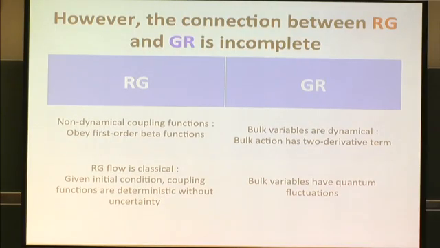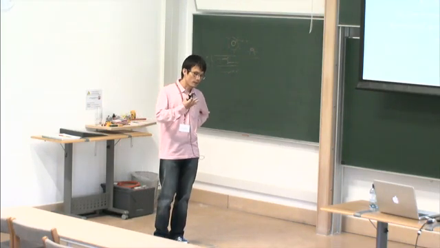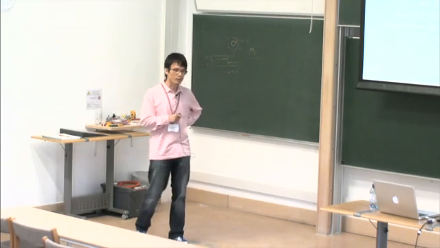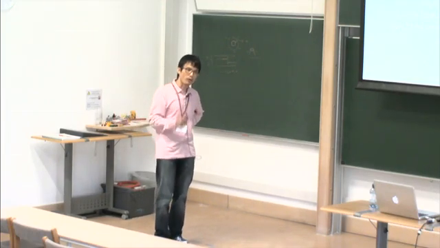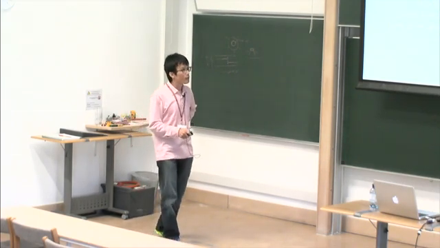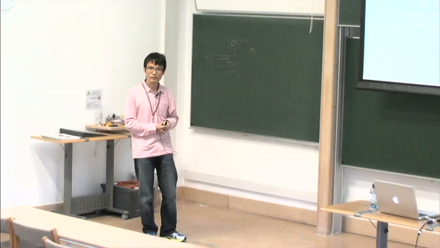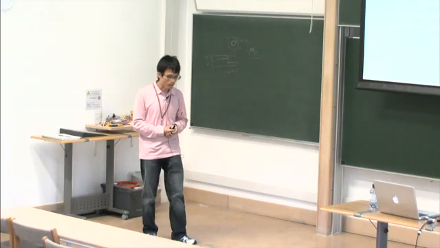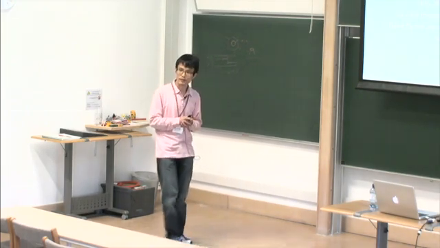More importantly, in RG, these coupling functions are classical in the following sense. If we specify our coupling constants at a UV scale, then without any uncertainty we can fix the coupling constants at a low energy scale. So there is no uncertainty or fluctuations. On the other hand, in holography, the bulk variables are supposed to be fully quantum variables. So for finite N, we expect to have non-trivial quantum fluctuations of these bulk variables.